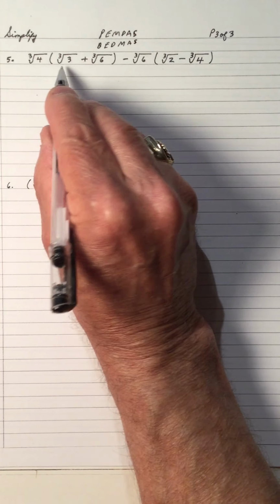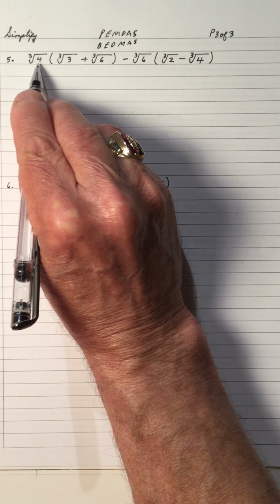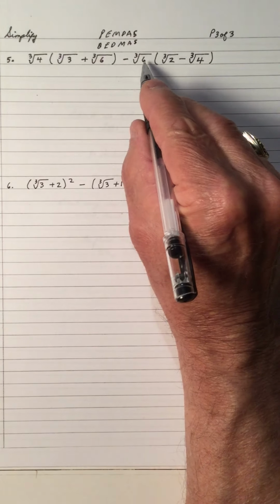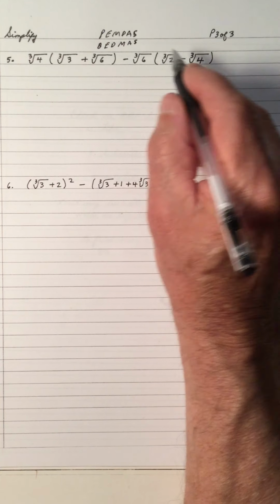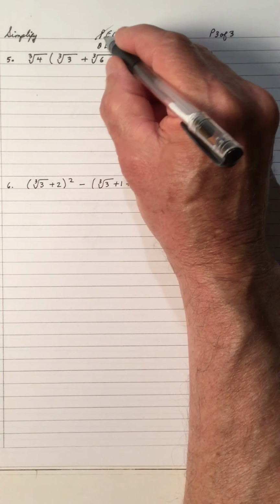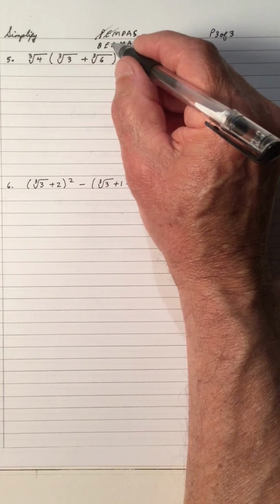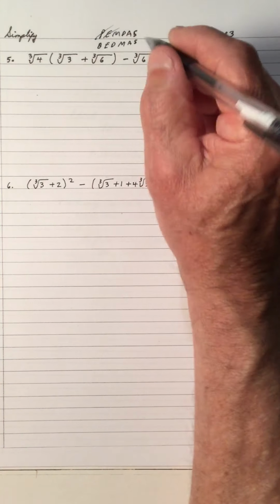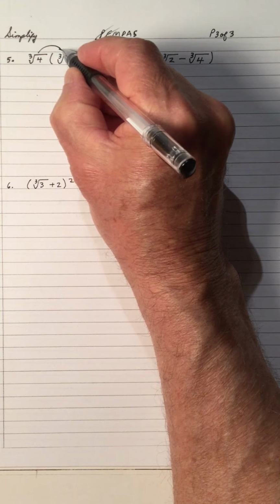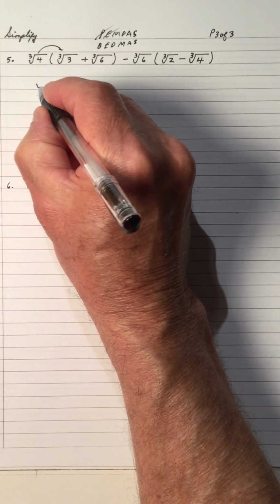Now we have the brackets. Cube root of 4 can't simplify, 3 can't simplify, 6, and 6, 2, and 4, none of them can simplify. So they're done. We have no powers or exponents. So now we have to multiply and divide. So we have a multiplication here. So we will multiply 3 root 4.